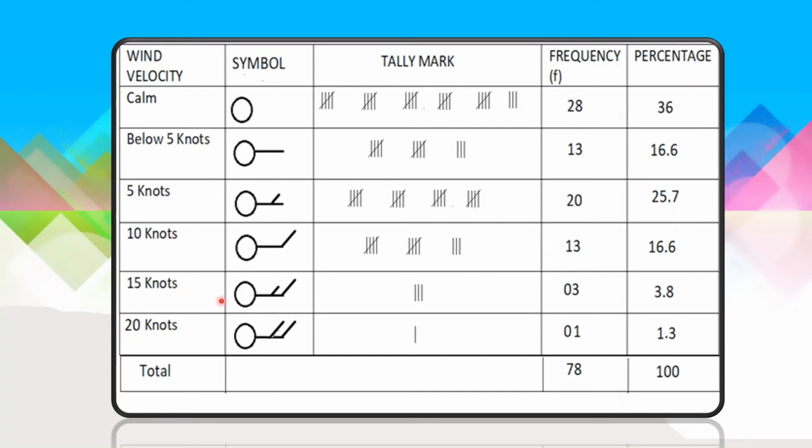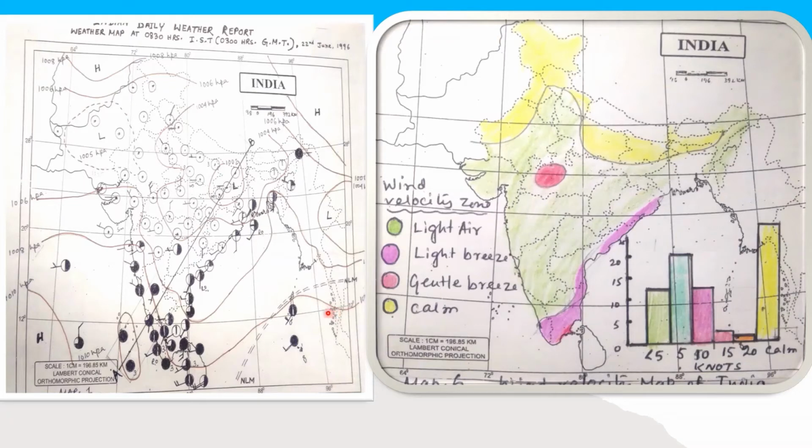On the basis of the data of wind velocity, we can prepare a pie chart, bar diagram, or histogram for the interpretation or to show the variation. To identify the spatial pattern of wind velocity zones, India is divided into the following categories. Number 1 is light air zone, where the wind velocity is less than 5 to 5 knots. Light breeze zone, wind velocity is 10 knots. Gentle breeze zone, wind velocity is 15 knots. And another one is the calm condition.